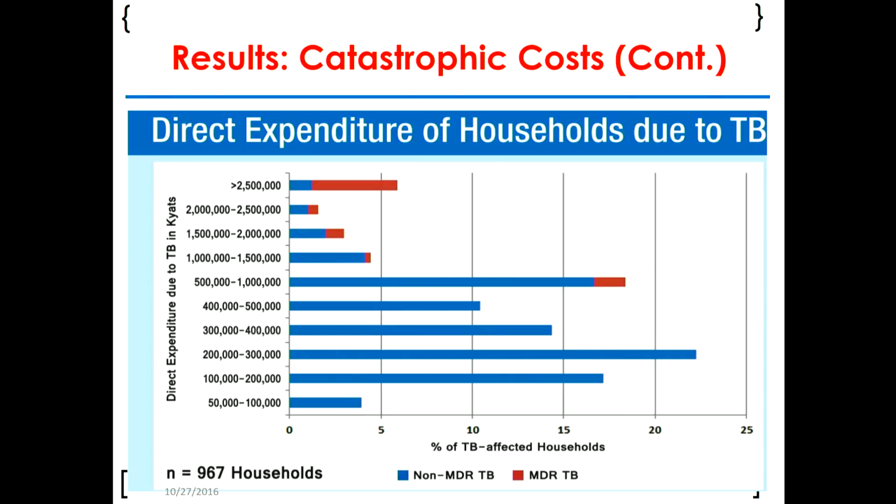This is to show the cost of direct expenditure of the household. You can see the range is about $50 to $2,500. Average cost ranges between $400 and $1,000. Apparently, the high cost was hugely contributed by MDR-TB, that is about 2,500 US dollars. So the red color bar represents the cost due to MDR-TB.